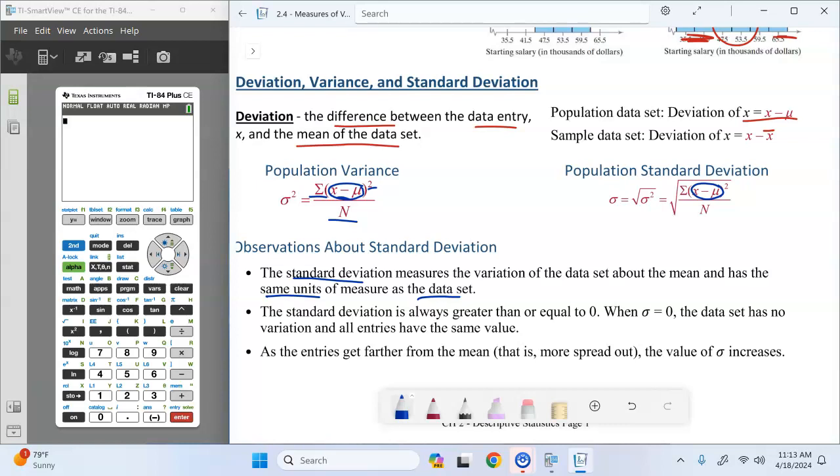And it tells us how far each data value, on average, is away from the mean. So it's always going to be positive. It's always going to be greater than or equal to 0. If our standard deviation is 0, that means that all of our data points are the same. There is no variation. Everything's the same. As our entries get further and further away from the mean, meaning that they are more spread out, then our standard deviation gets larger. So it's another tool in our kit for helping us look at that spread.